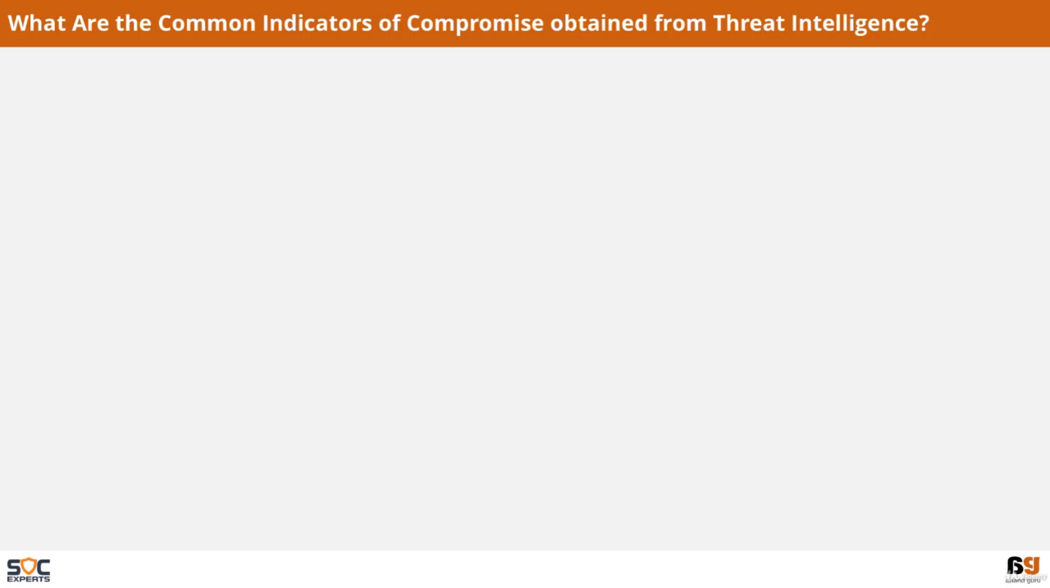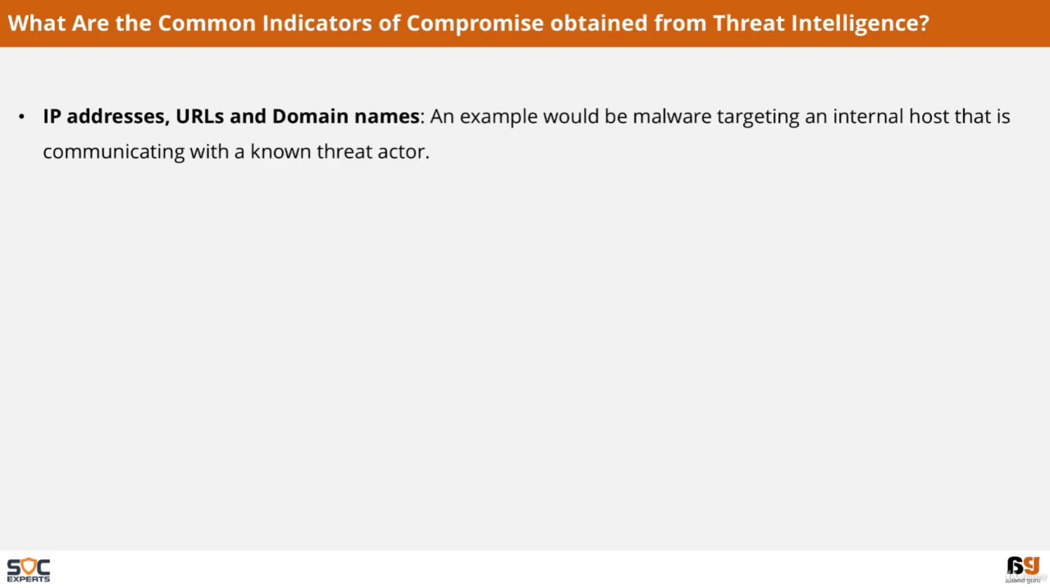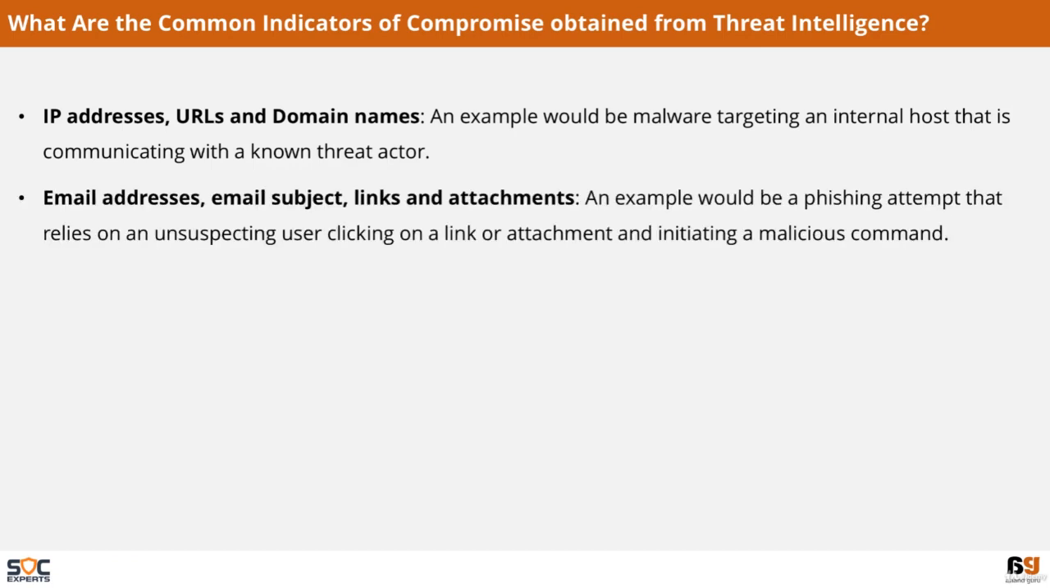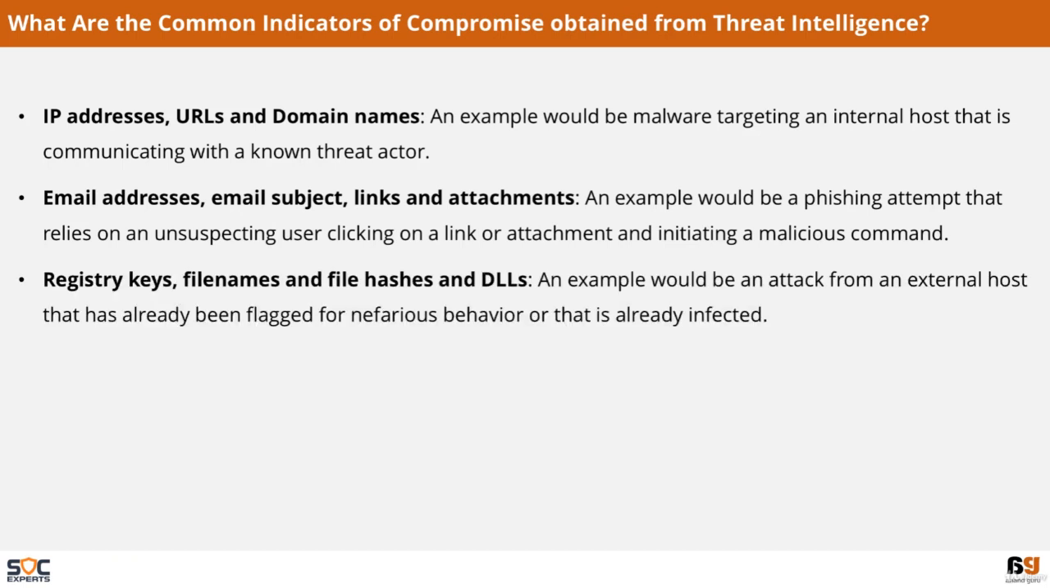What are the common indicators of compromise obtained from threat intelligence? They include IP addresses, URLs, and domain names, email addresses, email subject, links, and attachment, registry keys, file names, and file hashes, and associated DLLs.